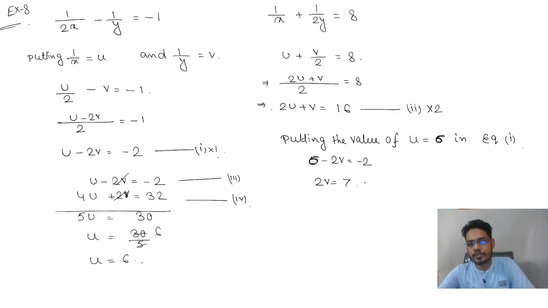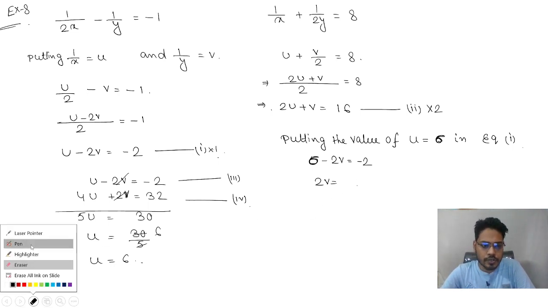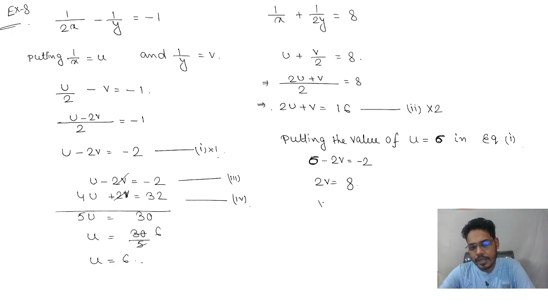6 minus 2v is equal to minus 2. So 2v is equal to 6 and 2, that will be 8. So here 2v is equal to 8. Now from here we can say v is equal to 4. Now u is equal to 6, but we need to find the value of x.